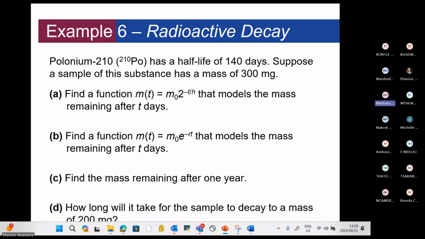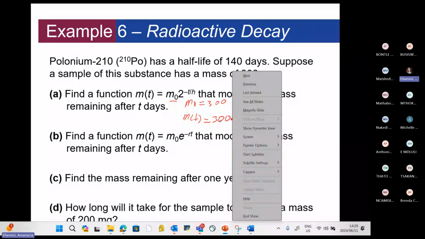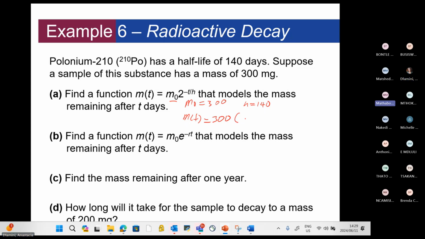Yes, ma'am. So my initial mass was 300 and my half-life was 140 days. So I'm looking for a function of t, so I got 300 times 2 to the minus t over 140. Well done. So this is m of t equals 300 initial times, or we can even put it in brackets so that we don't confuse it, 2 to the power of minus t over 140. Well done. The next one.